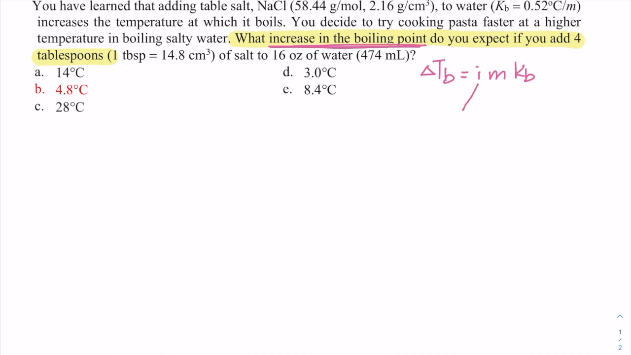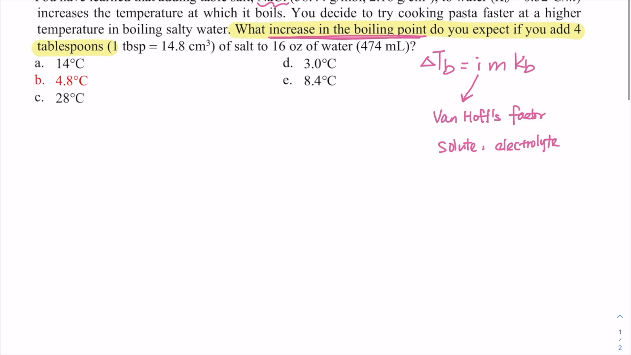I see i, the Van't Hoff factor, which relates to the solute and what kind of electrolyte it is. Sodium chloride is a strong electrolyte, so it turns into sodium ion and chloride ion. Therefore, the Van't Hoff factor is going to be 2. So we figured that out. That's nice.